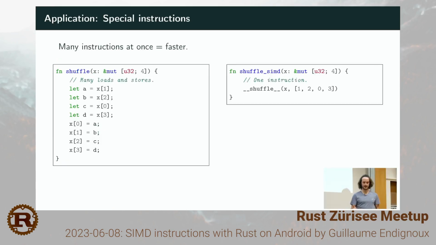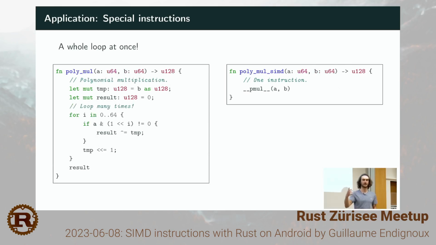Another example is, again, the shuffle I presented. If you want to do the shuffle manually, you can imagine that there will be many loads and stores and intermediate registers to use. Here, for example, 8 operations. And with SIMD, you just have all of that in one instruction. So again, you could have a program running 8 times faster with that. And it goes even beyond that. Mostly for cryptographic operations, there are some specialized instructions that will really compute a whole loop in one instruction.